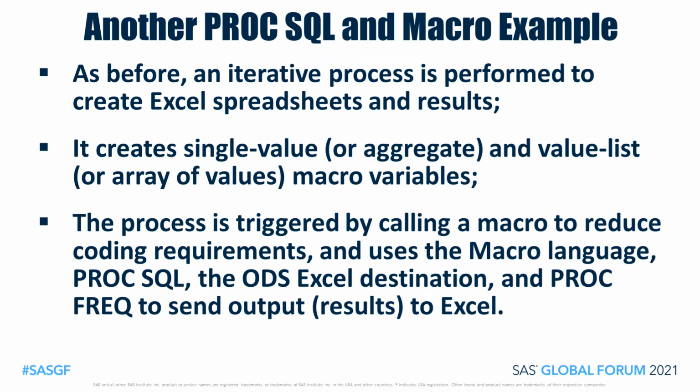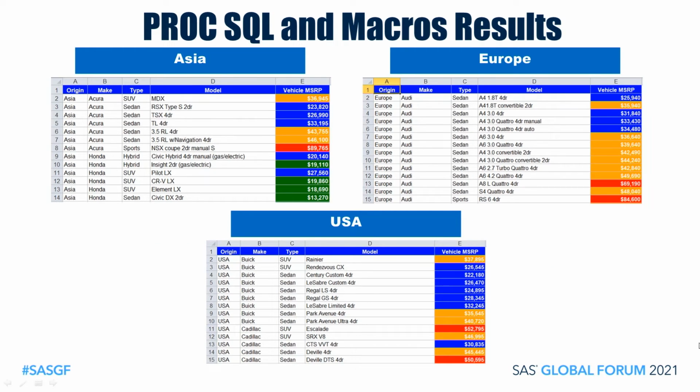As before, an iterative process is performed to now create Excel spreadsheets along with results. The process creates a single value or aggregate and a value list or an array of values, and these are stored as macro variables. The process is triggered by calling a macro to reduce coding requirements and uses the macro language, ProcSQL, and the ODS Excel destination along with ProcFreq to send output and results to Excel. Now we're going to look at our final example using ProcSQL and the macro language to construct three different Excel spreadsheets using traffic lighting scenarios.